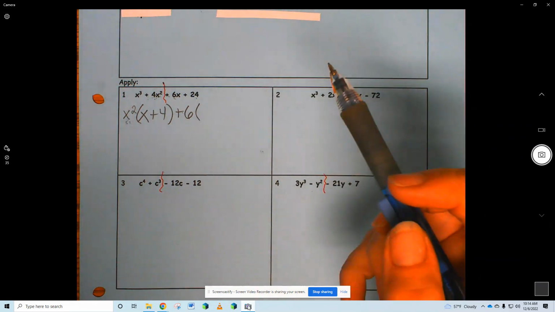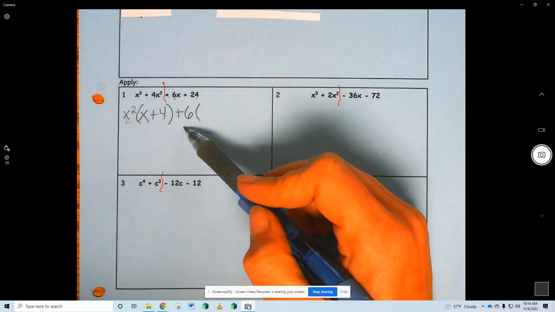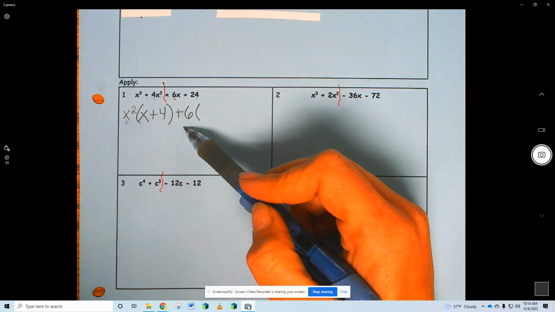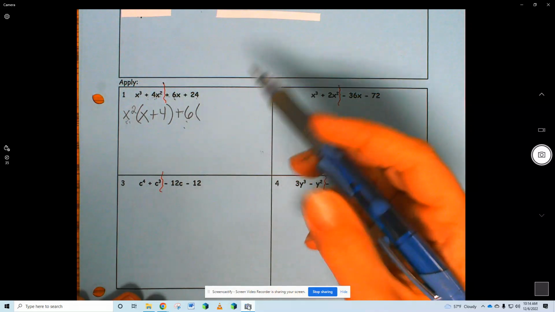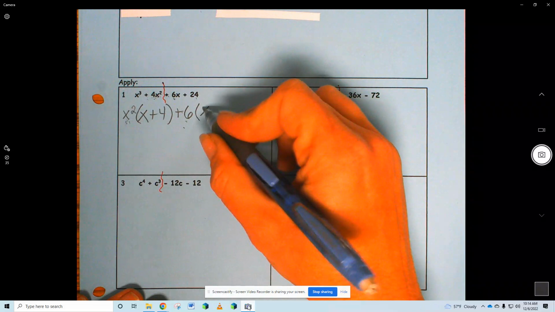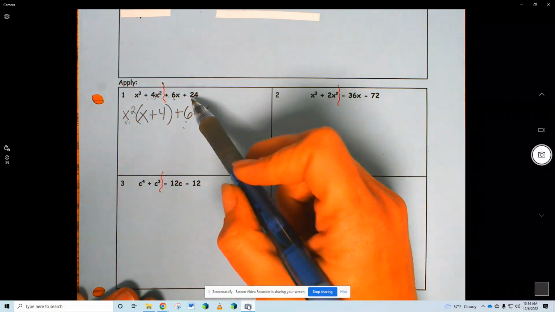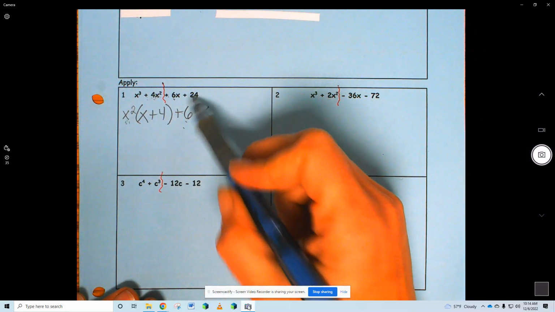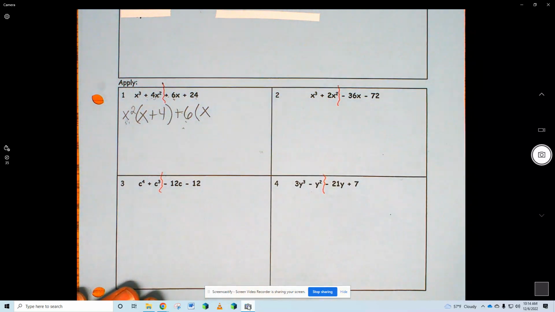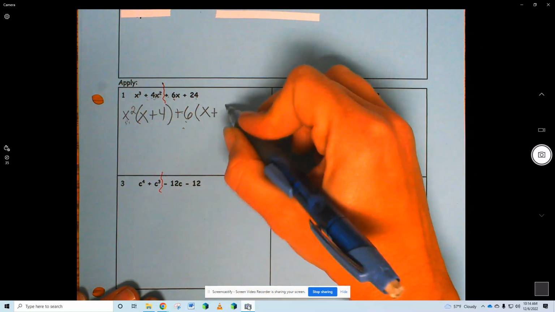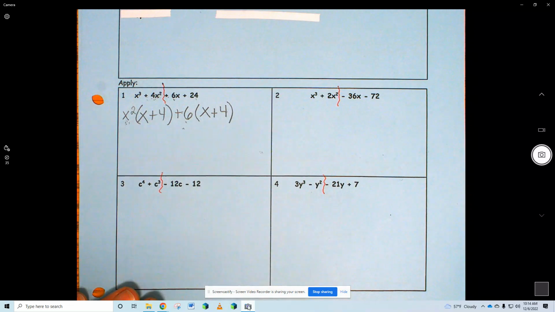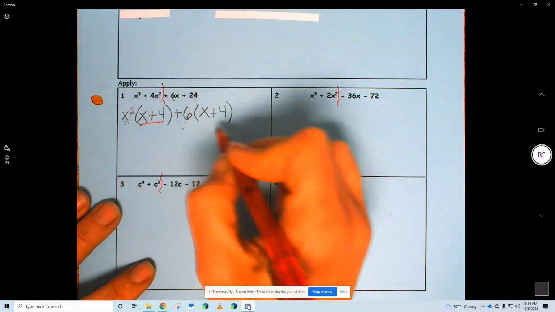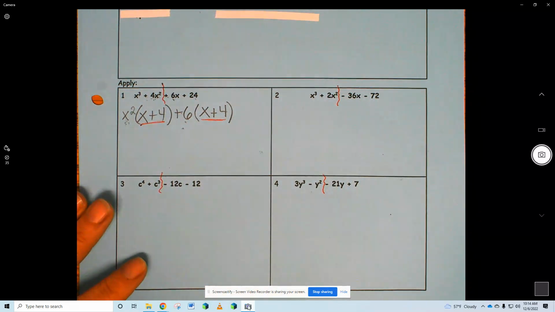Okay. 6x divide out of 6, there's an x. Positive 24 divide out a 6, plus 4. Hey, my parentheses are the same. You guys, they're always going to be the same. If they're not the same, you did something wrong. What's inside the parentheses is the same.